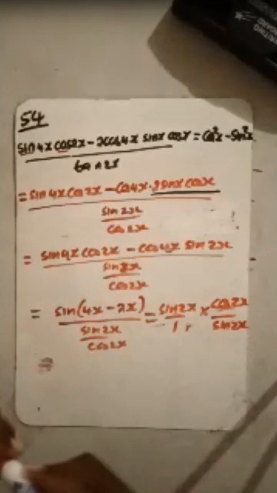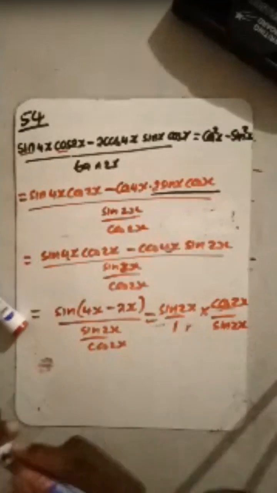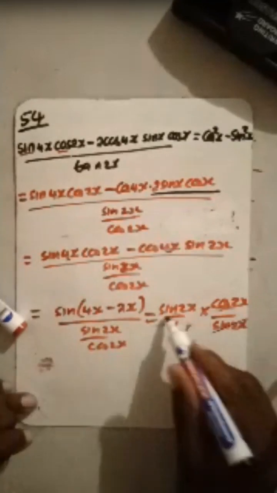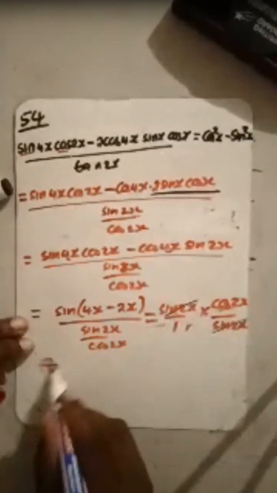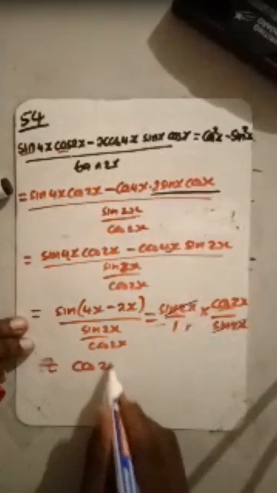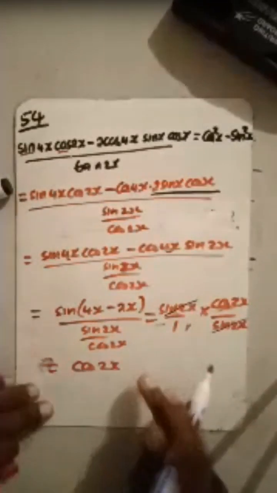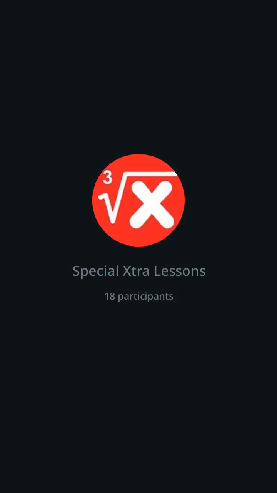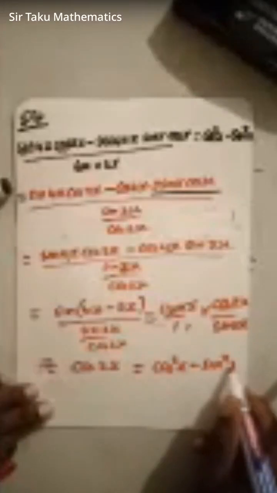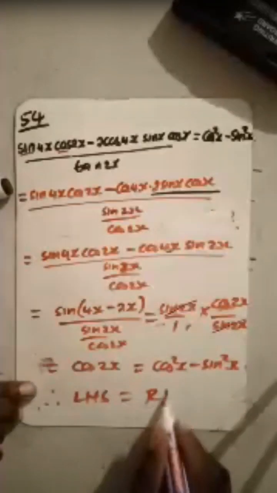Okay. So what's going to happen here? Cross division. Gone. Gone. So what are we left with? Now we are left with cos 2x. And we know that cos 2x is the same as cos squared x minus sine squared x. Therefore, left-hand side is right-hand side.